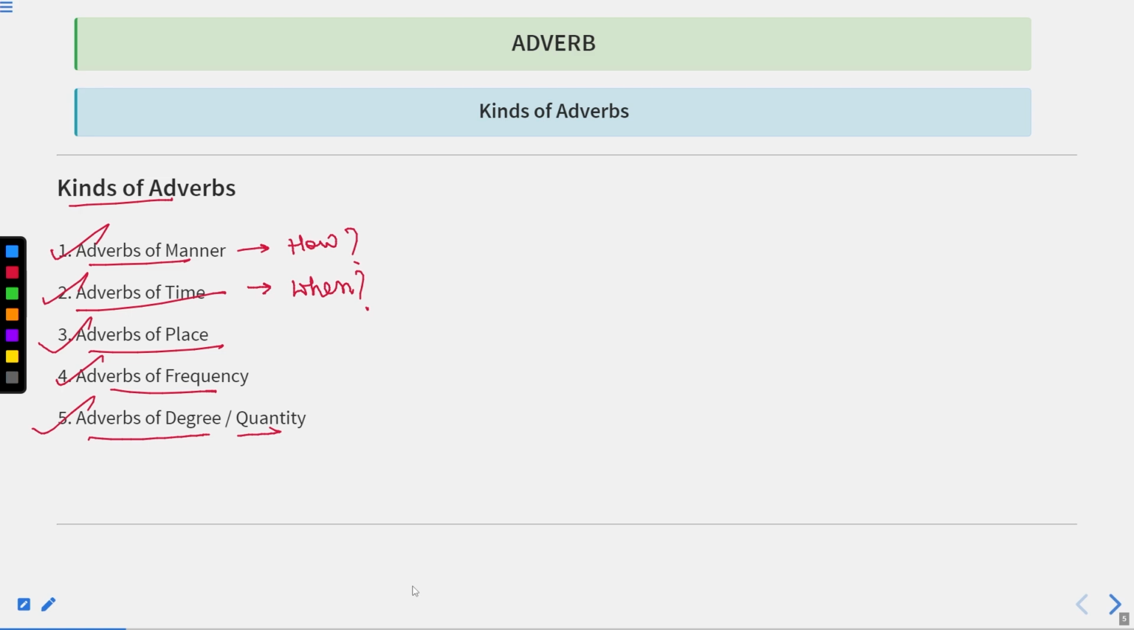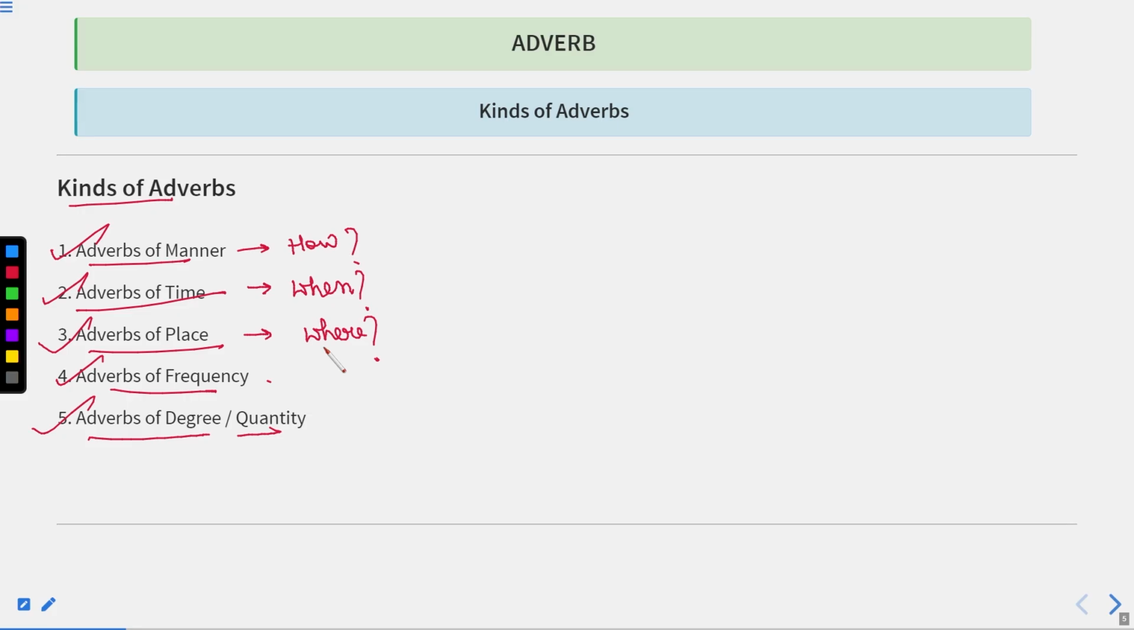Okay, adverb of place, the place where this action takes place. So where replies to the question of adverb of place. For example, if I say I went there, so there is the place where I went. So there is actually an adverb of place, which replies to the question where.